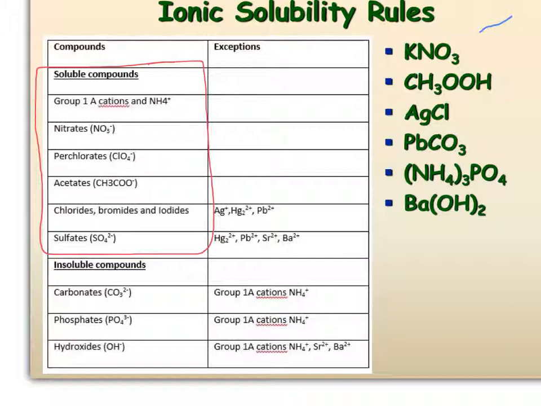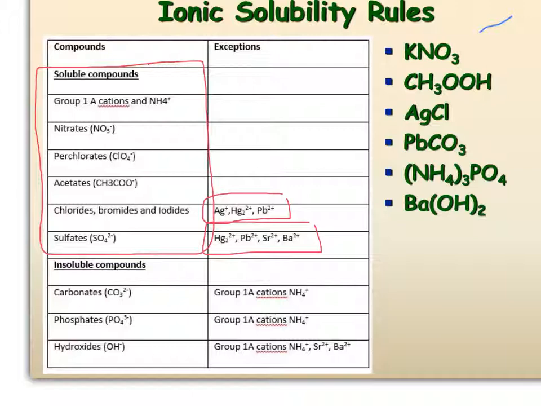Now the last two groups, chlorides, bromides, and iodides, again, regardless of what it's attached to, will always dissolve unless it is this short list. So if you have silver bromide, that would form a solid. It wouldn't dissolve. If you have lead iodide, that would form a solid. It wouldn't dissolve. And then sulfates, again, most of them will always dissolve when you add them in water, unless the positive end happens to be on this short list. Like mercury sulfate would form a precipitate if that's something you made, or wouldn't dissolve.